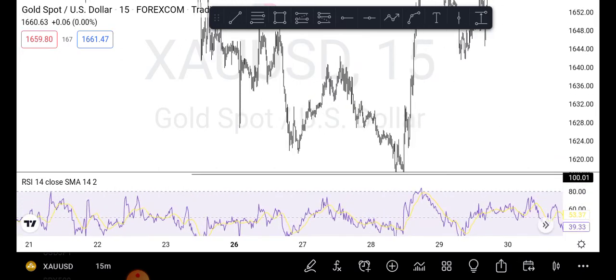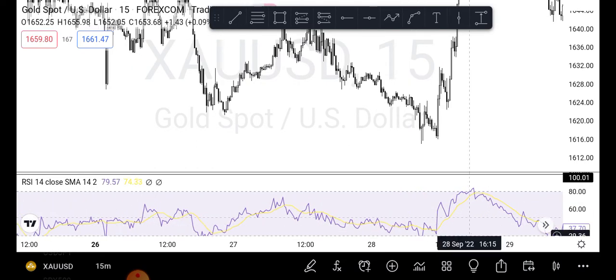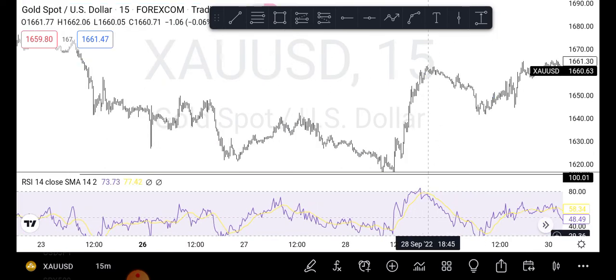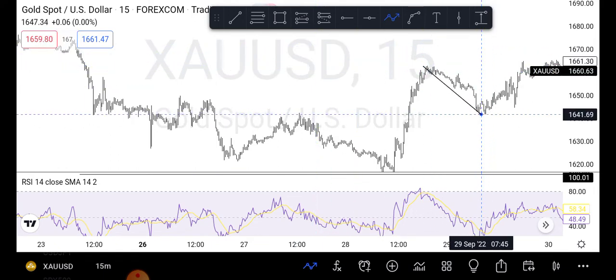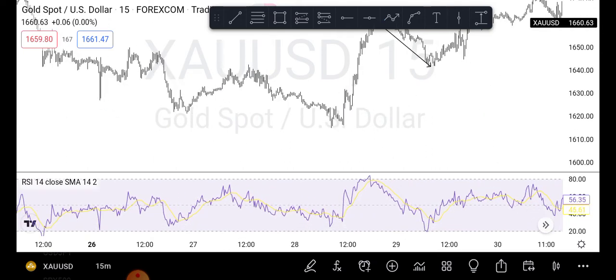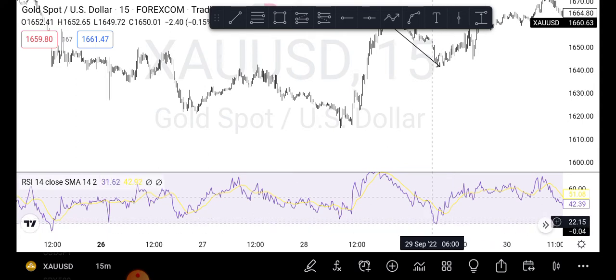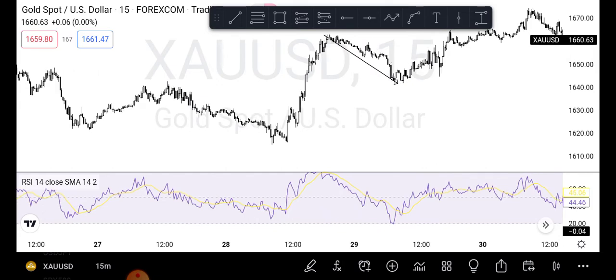Okay, so at this point here, we see an overbought market. That's why price moved down a bit from here up to this level. You see, okay, so let's see. At this point, it's almost oversold. You can still consider it oversold because it's touching the lower band. So that's why price moved up like that.